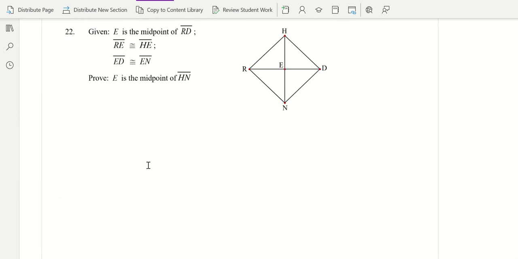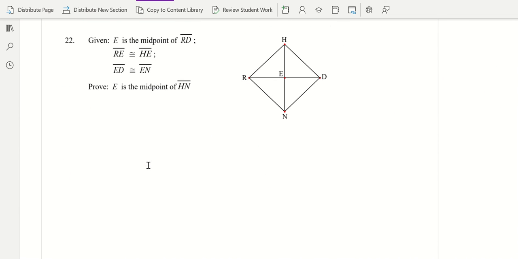All right, number 22. E is the midpoint of RD. That means RE is going to be congruent to ED. Also, we know that RE is congruent to HE, so HE is congruent to RE, and ED is congruent to EN. We're trying to show that E is the midpoint of HN. Well, as you can see when I use the tick marks, we can see clearly E is going to be the midpoint. But let's put it into a proof.